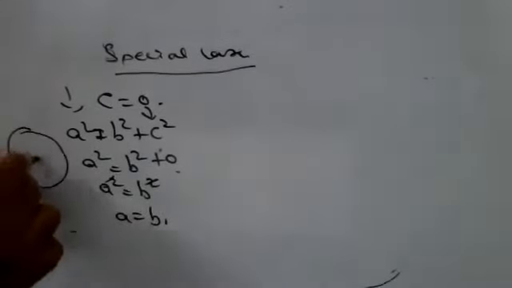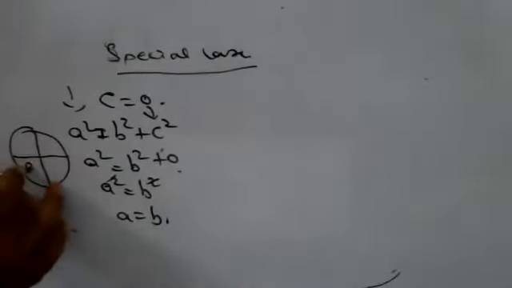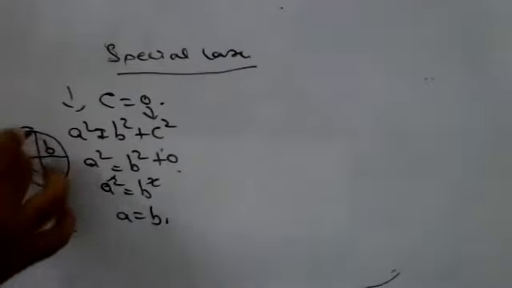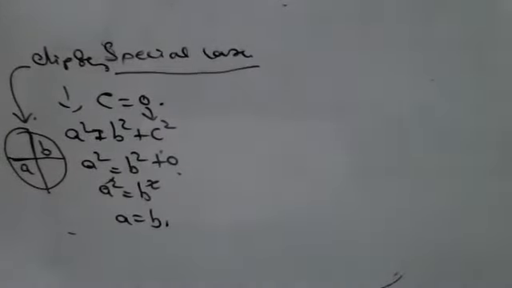Children, if A and B are becoming equal, can anyone say what will happen? This is A and this is B. If A and B are equal, the ellipse will become what, children? Circle. The ellipse will become a circle because there is no C. When A and B are equal and there is no C, the ellipse will become a circle.